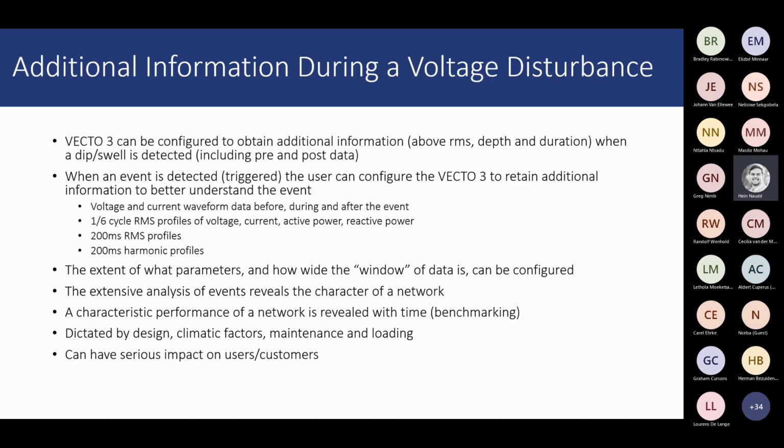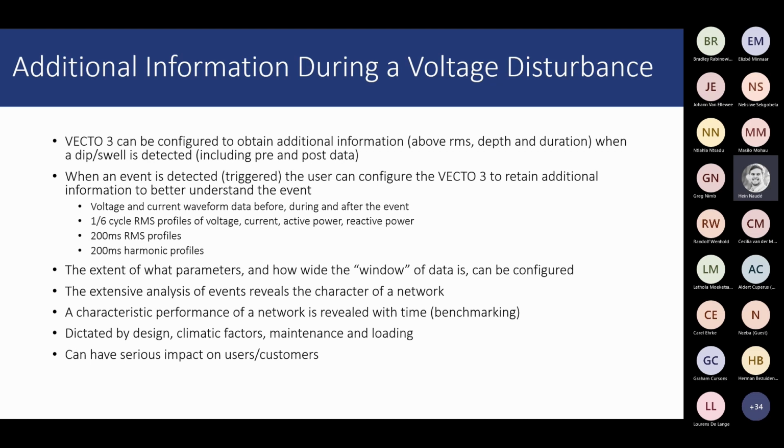Okay, now the Vector 3 can be configured to obtain additional information, so more than just the standard RMS values and the depth and duration. It also can be set up to include pre and post data. I will show you a slide that explains that a bit better as well. So what the Vector 3 does is when an event is triggered, a user configures what additional data they want to record for an event.